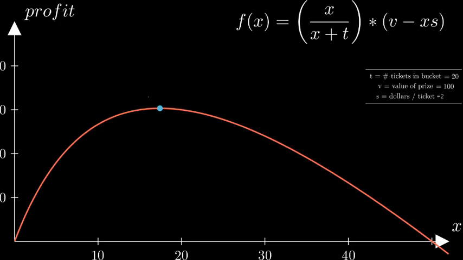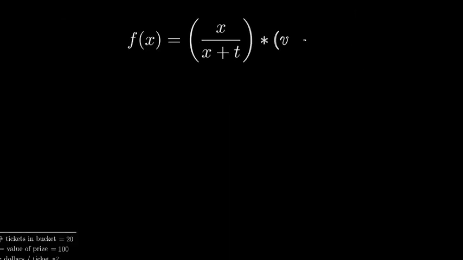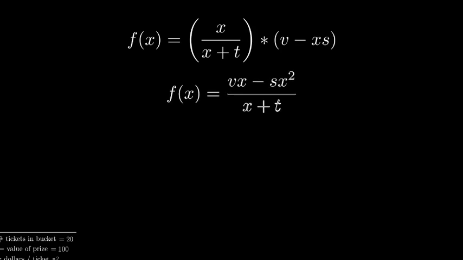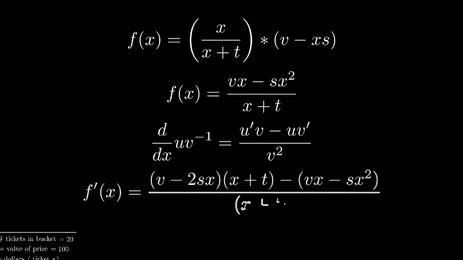So let's recall how we optimize a function using calculus. Right at this point that we want, 17-ish, the tangent line has a slope of 0. So let's derive our function and set it to 0. By multiplying probability and payout, we get this nice rational function, so we can just use the quotient rule. Remember that the variables V, S, and T don't change, so we treat them like constants and not variables when we derive. So when we derive the top, we get V minus 2 times S times X, and when we derive the bottom, we just get 1.